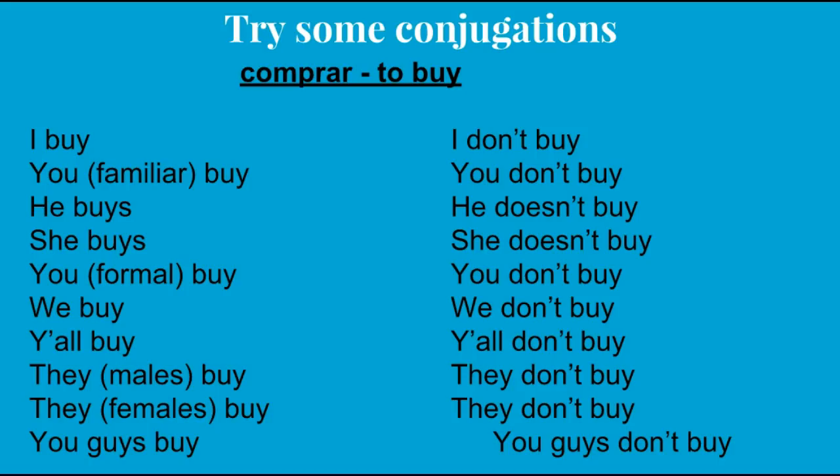Okay, looking at the verb comprar, which means to buy, I want you to try some conjugations on your own. So at this time, you'll need to take out a piece of paper or a whiteboard or whatever you have and write these different forms of the verbs for me. How would you say I buy? And then also how you would say, I don't buy. How would you say you buy when you are familiar, so you're someone I know on a first name basis? And how would you say you don't buy? How would you say he buys, he doesn't buy, she doesn't buy, and etc. I want you to write down all of these conjugated forms of the verb comprar, and then I'll come by and check them for you.